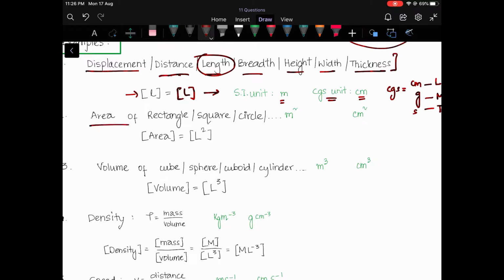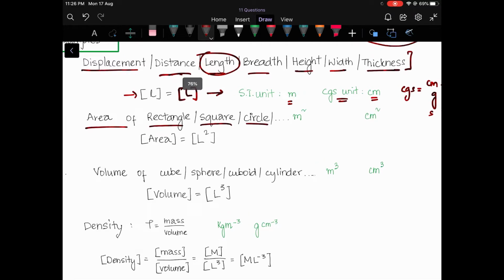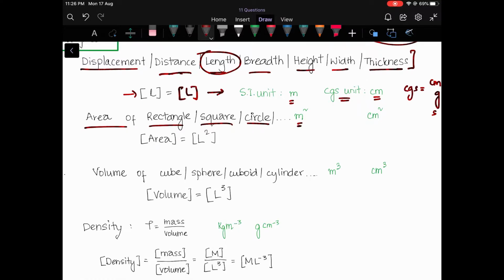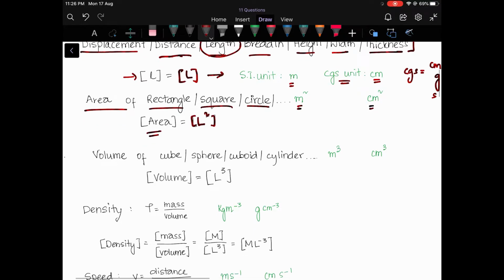Then we have the area of a rectangle or a square or a circle, whose units we know are meter square in SI system and centimeter square in CGS system. Now area has a dimension of length square. It is because suppose we are calculating the area of a rectangle, it has length and breadth. So the area formula will be length times breadth. So the dimension of area is going to be the dimension of length times the dimension of breadth. The dimension of length is simply length measurement. Even the dimension of breadth is simply length measurement. So both of them together are going to give you L square.